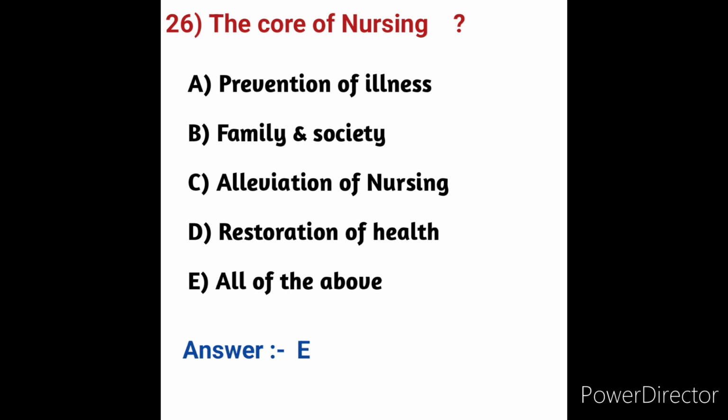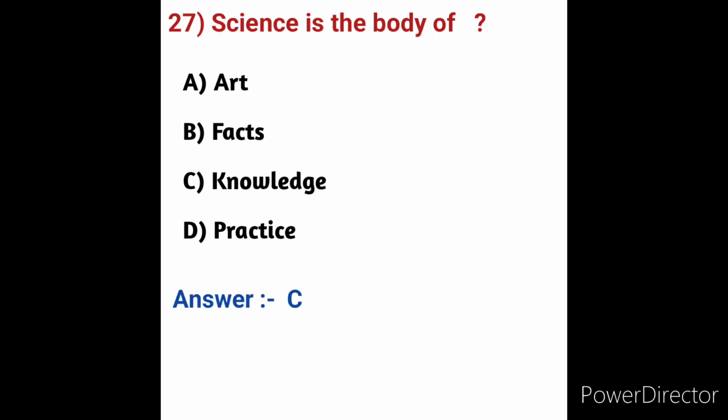Next, we will move on to question number 27. Science is the body of. What is the science? The body. We will see the options here. Option A, art. Option B, facts. Option C, knowledge. Option D, practice. Science can be thought of as a body called knowledge. Option C is the correct answer. Science can be thought of as a body of knowledge which is built up through experimental testing of our ideas. Here option C, science is a body of knowledge. Option C is the correct answer.